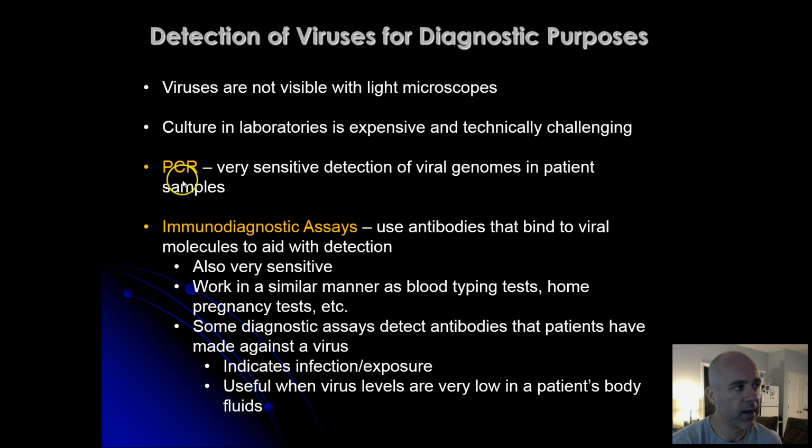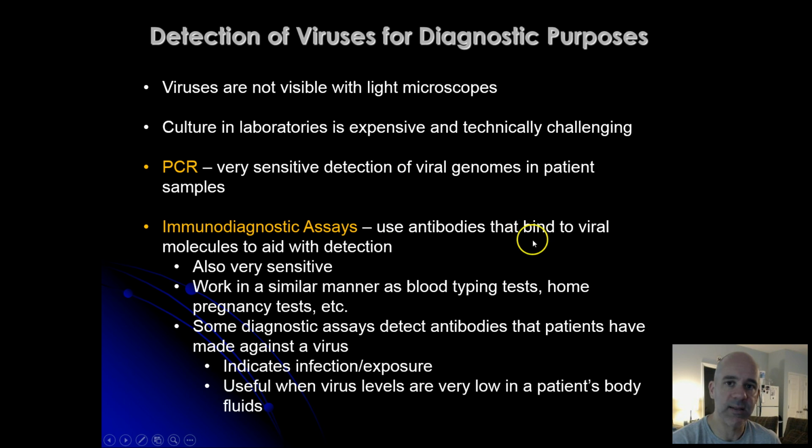But we're getting better. PCR, like we talked about, that very sensitive genetic-based technique, more and more that's going to be used to help diagnose viral infections in patients. And then there also are assays called immunodiagnostic assays. These are assays that take advantage of immuno, referring to the immune system. And when you study the immune system, you learn about antibodies.